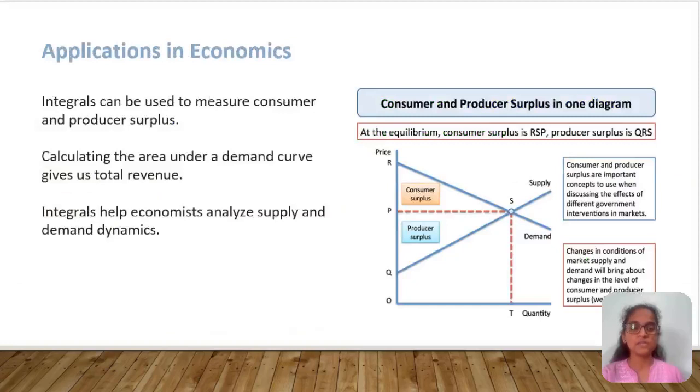Applications in economics. Integrals can be used to measure consumer and the producer surplus. Calculating the area under a demand curve gives us the total revenue. Integrals help economists analyze supply and demand dynamics.